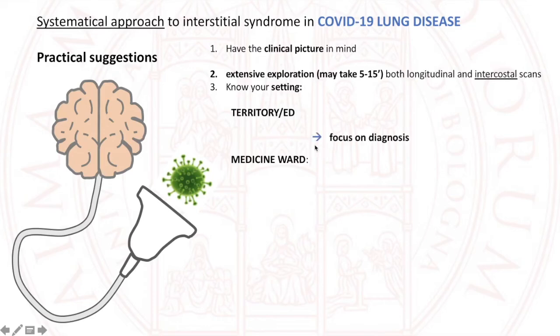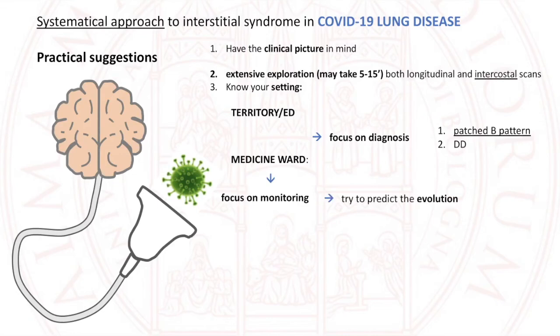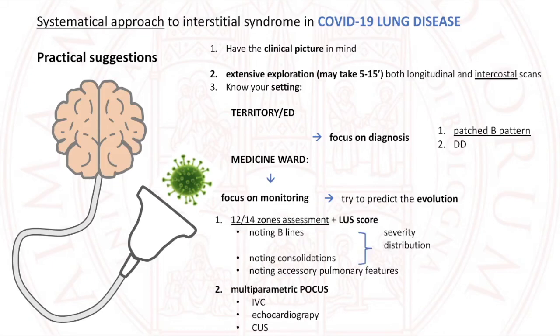Then know your setting, as said. If you are in the territory or in the emergency department, you may want to focus on diagnosis. So just see if there is the B pattern, which is typical of the disease, or if there are some other findings that hint at a different diagnosis. If you find yourself in the medicine ward, you want to focus on monitoring to know how patients are going and try to predict the evolution of the patient. You can use the lung ultrasound score. Each system is fine, 12 or 14 zones. It is important to note B lines and consolidations and their severity and distribution.